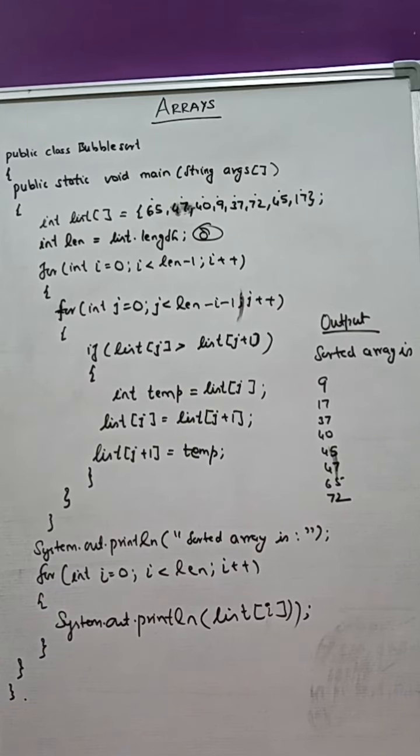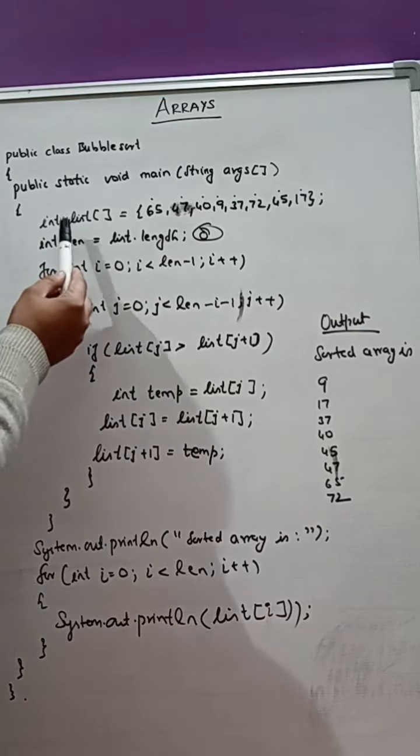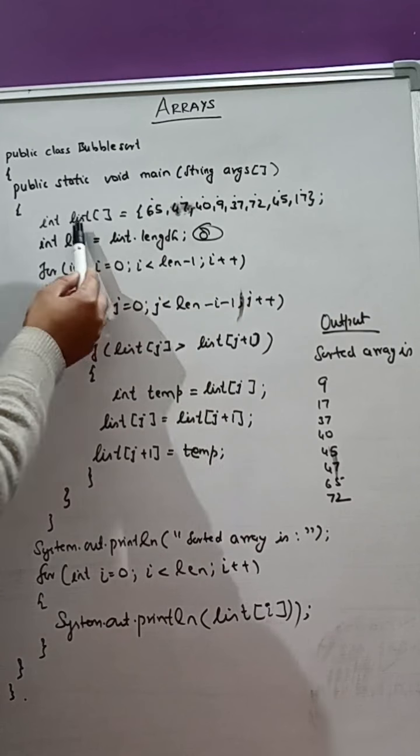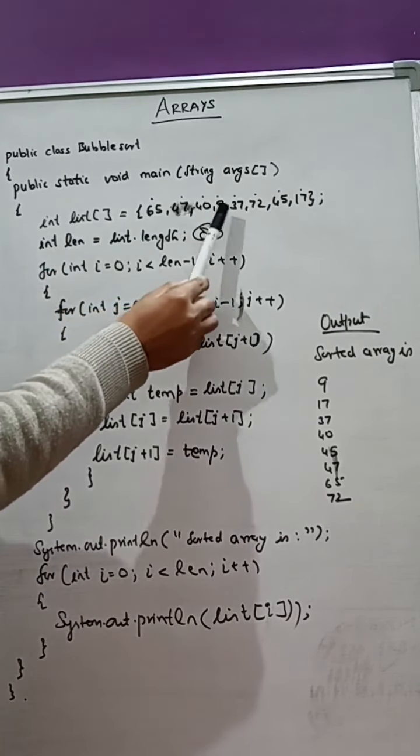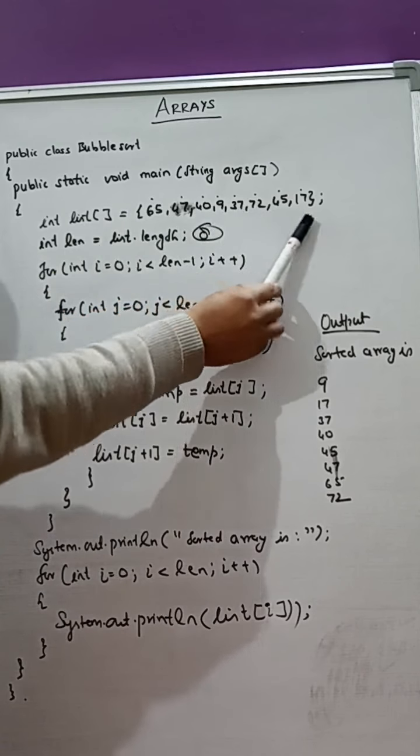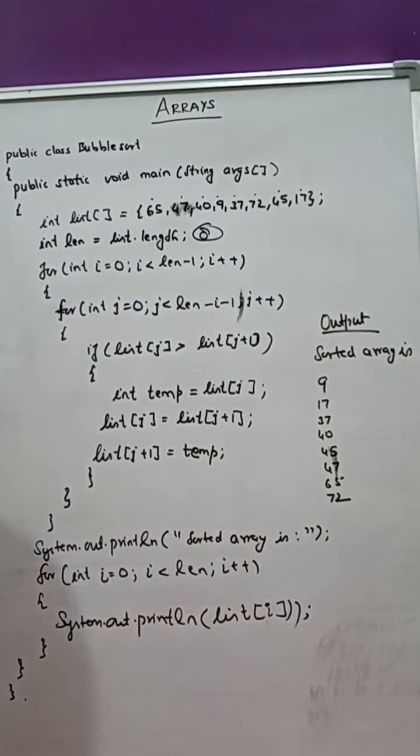Over here in this program, we have an array by the name list, and we have different values: 65, 47, 49, 37, 72, 45 and 17. So all these values are there. Next thing we have to find is the length of the array. And why is the length of the array important? So that we can access all the elements of the array using the index number.